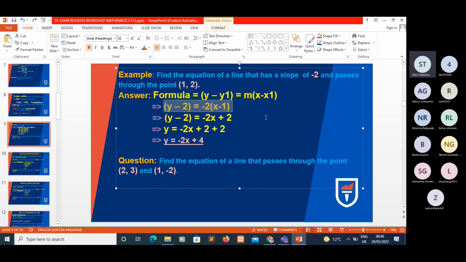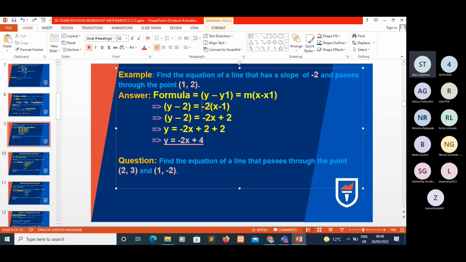I'm removing the brackets. How do I remove the bracket? I'll start with this side. For you to remove the bracket, you must multiply what is outside into the inside values. You simply take this value and multiply by each and every value that is inside the bracket, which means minus 2 times x. I'm going to get minus 2x.